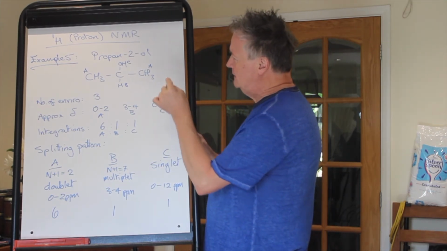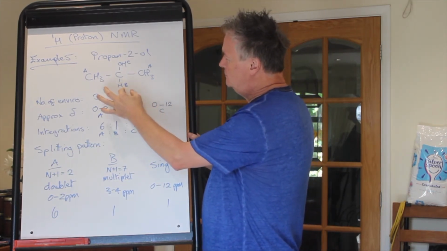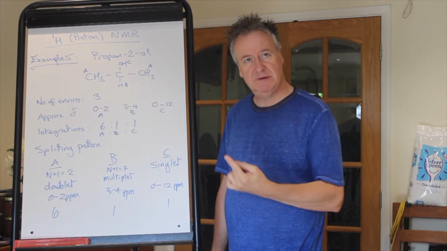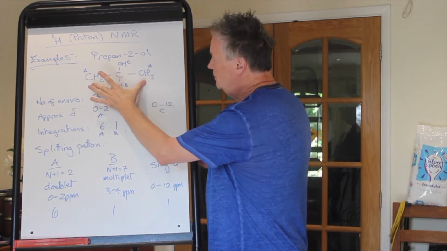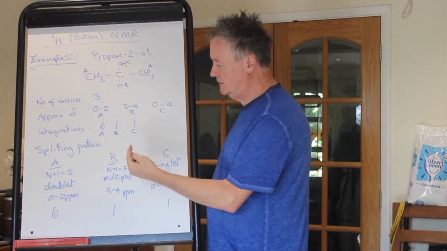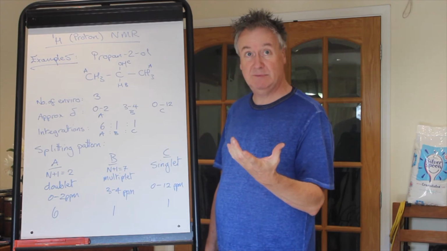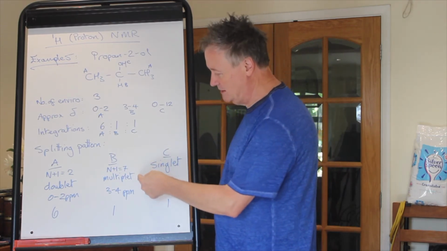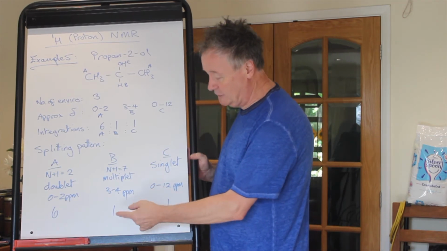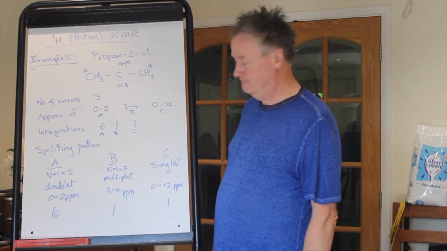Then, the middle one is split not by that hydrogen, because we don't couple through oxygen or nitrogen, but it will be split by the 6 hydrogens, 3 to the left, 3 to the right. 3, that's 6, plus 1, 7, it'll be a multiplet, it'll be a heptet. And it'll be in that 3 to 4 range, and it'll have an integration height of 1.